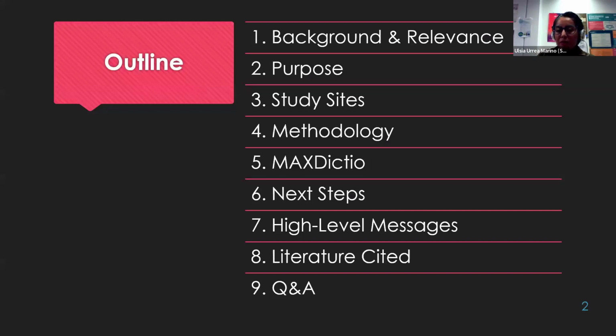So the presentation is structured as follows. First, I will introduce a little bit of background on relevance, the purpose of the work, the study sites, the methods in depth, and then how I am using MAXQDA's MAXDictio, the next steps on my work, some high-level messages about the expected results for my work, some literature review, and after that, the Q&A questions.